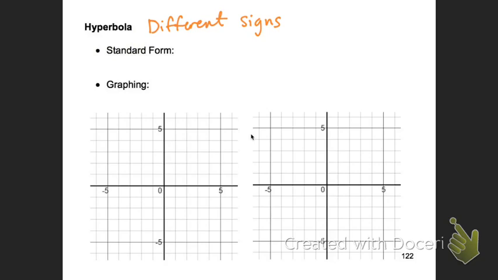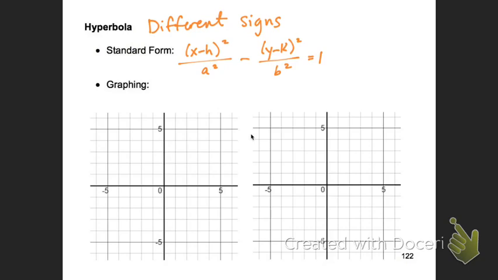standard forms, okay? So the first one is if your x is positive. So (x minus h) squared over a squared, minus (y minus k) squared over b squared equals 1. So if the x is positive, then it is considered a horizontal hyperbola, where the same rules apply.